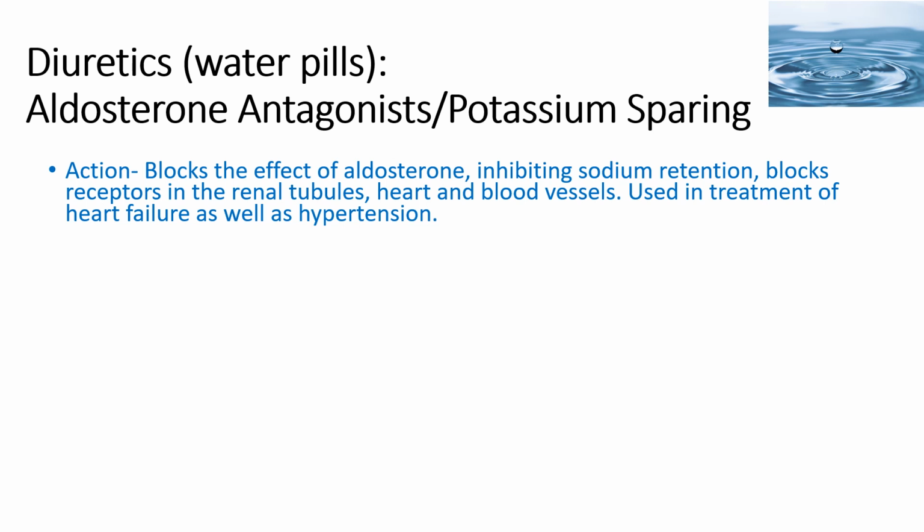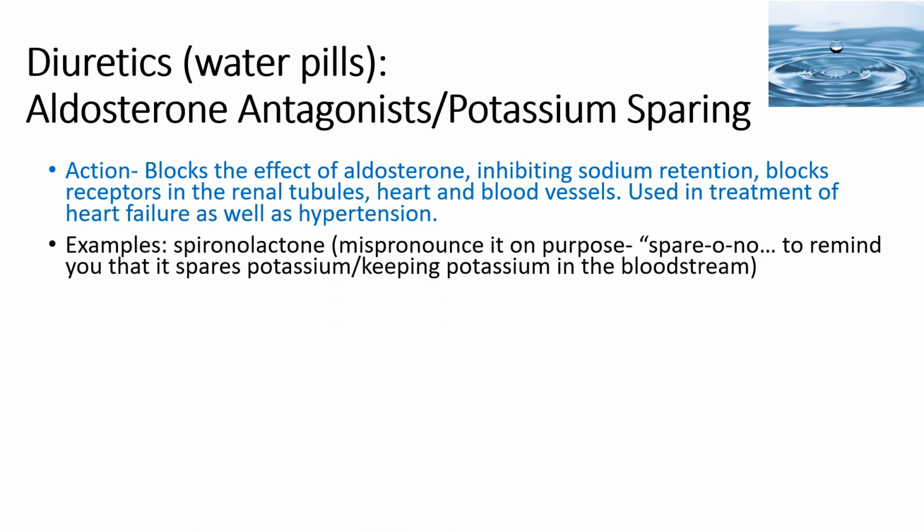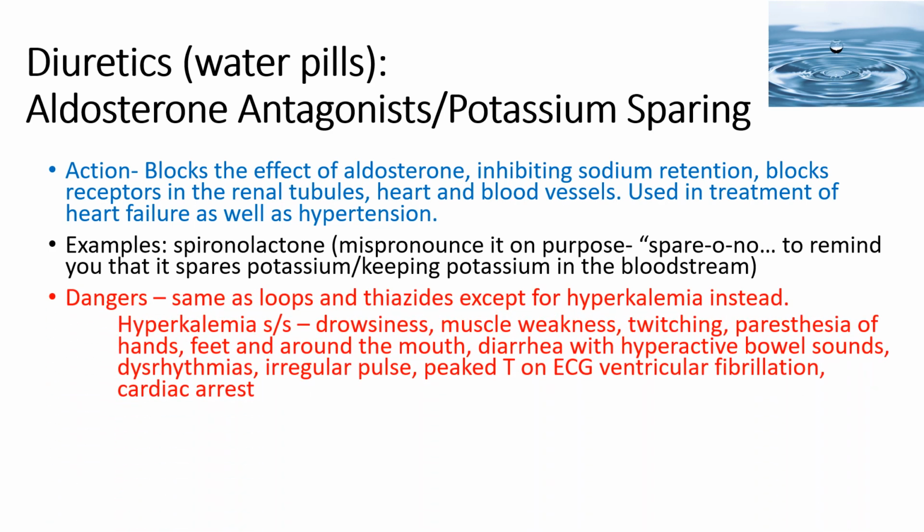This drug is also used in the treatment of heart failure. When I learn things, I like to learn them once, so I will include other uses for these drugs here. Examples, spironolactone. A little hint here on the slide is something I do. If you mispronounce that on purpose and say spironolactone, that will always remind you that it spares potassium. And it's really the only one we talk about. So if you got spironolactone, then you will always remember that. The dangers are the same as the loops and the thiazides, no difference except for the hyperkalemia. So that's really the only thing we're going to talk about here.